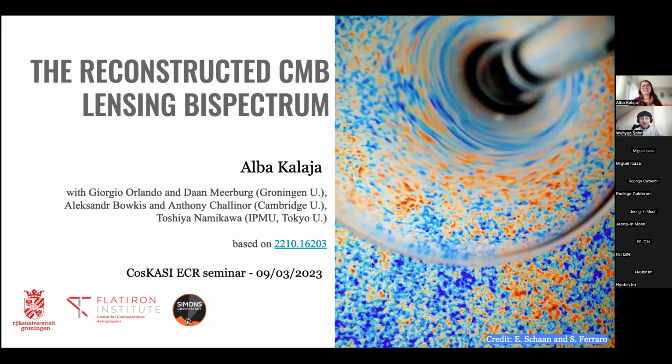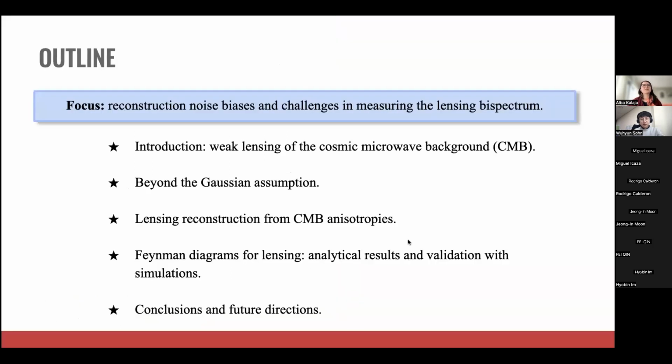So let me start. I just want to mention that some part of my work was also done at the Flatiron Institute, and I'm also part of the Simons Observatory. So you maybe hear this during the talk. Okay. So first of all, the focus of the talk will be mostly on the challenges that we will encounter in measuring the lensing bispectrum, and in particular, the reconstruction noise biases. But I will obviously give an introduction to get everybody on the same page.